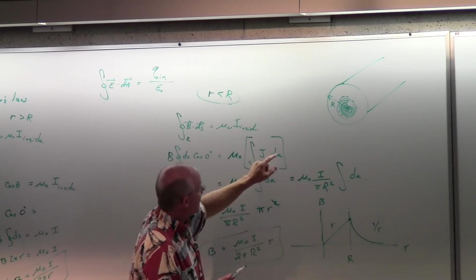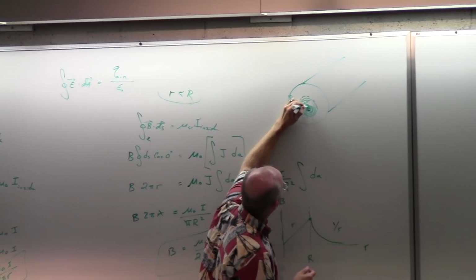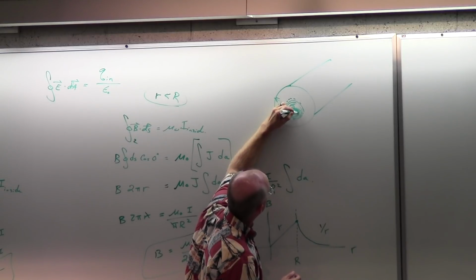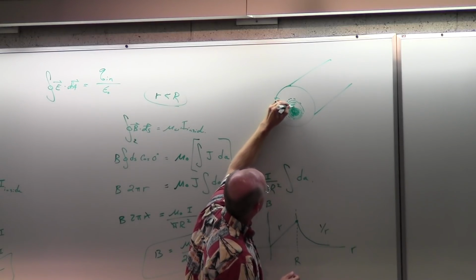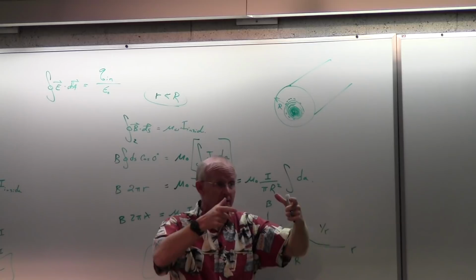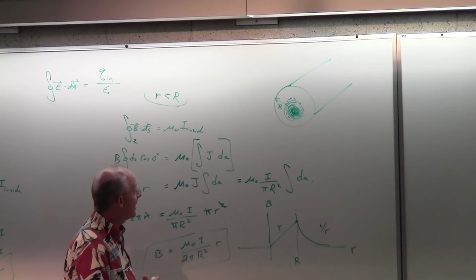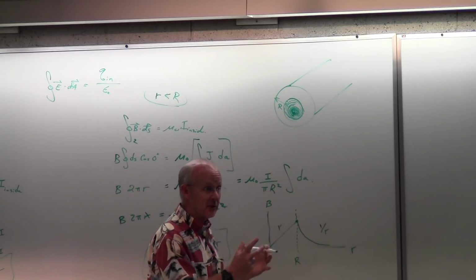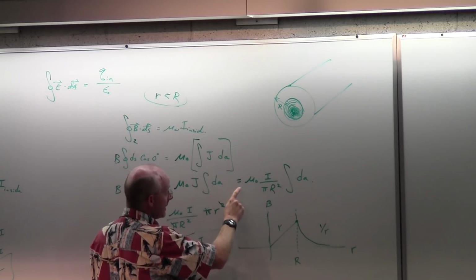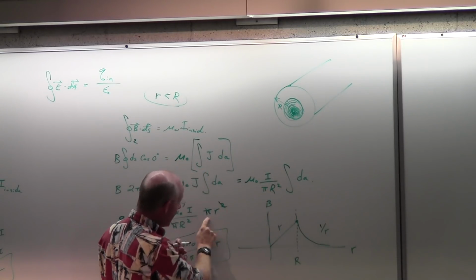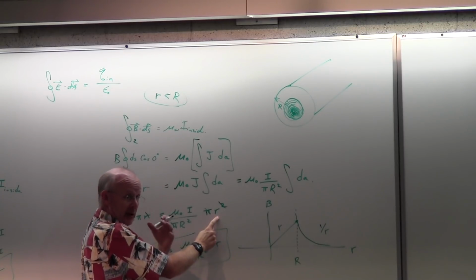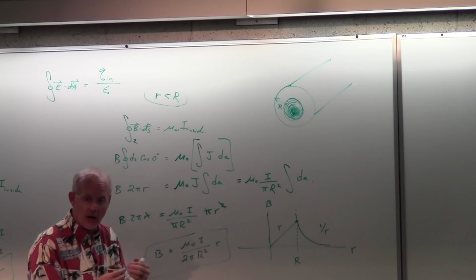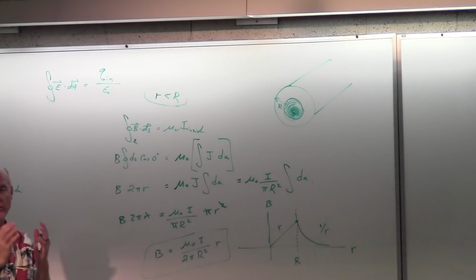And so this dA is kind of the area of one of these rings. And a ring plus a ring plus a ring plus a ring plus a ring eventually gets the whole current that is inside the Amperean loop. But the limit of my dA is only to the Amperean loop. I only want to know what current goes through the Amperean loop. That's what tends to make these problems a little easier to calculate.